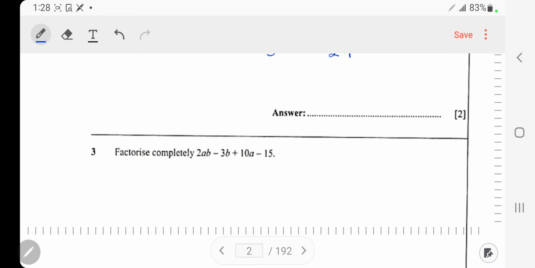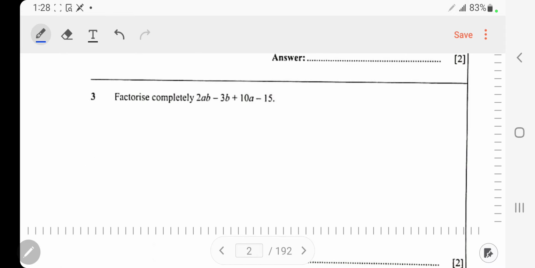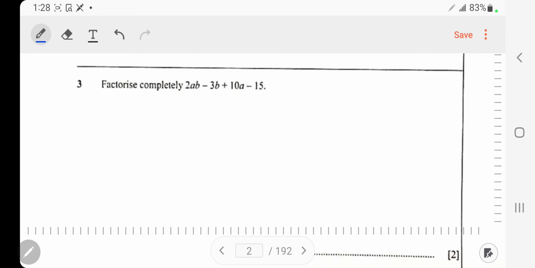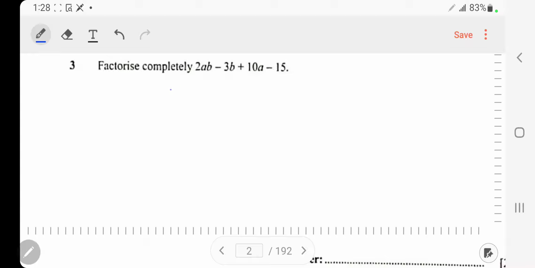So going to question 3, it says factorize. So we have this problem of factorizing. So we are going to factorize it in 2 parts. So from the question that we have, 2ab minus 3b plus 10a minus 15. So now, the nature of these questions is that when you factorize in parts, what is in the bracket should be the same. So what you can do is you can split like that.